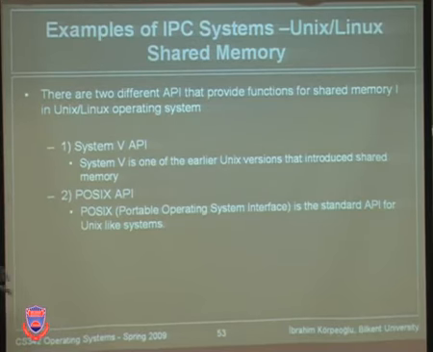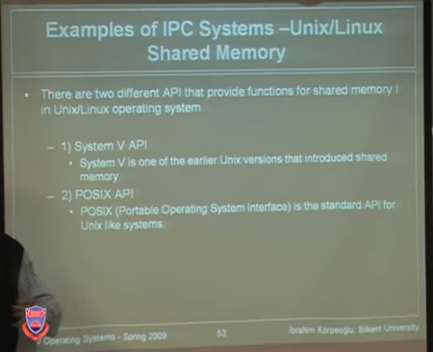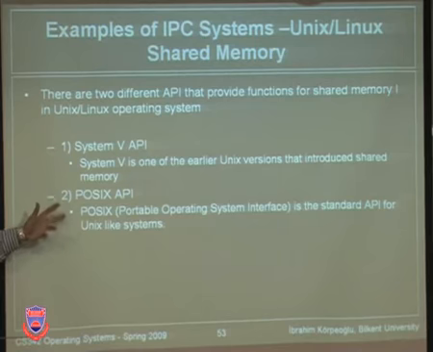So if you write a program that uses POSIX functions, then it can run on any operating system that is POSIX compliant. This is the goal of the POSIX standard. It tries to standardize the API, the functions that can be called by application programs to invoke kernel services. So the POSIX API has functions to create a shared memory and use it. And there is also another API called the System V API.